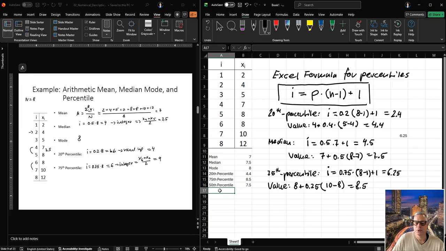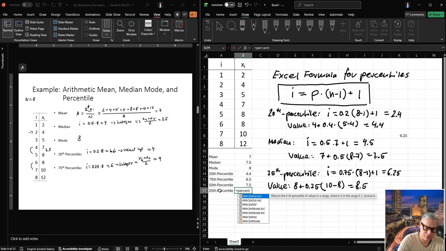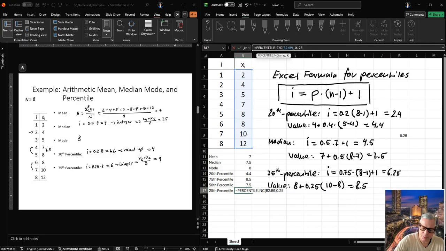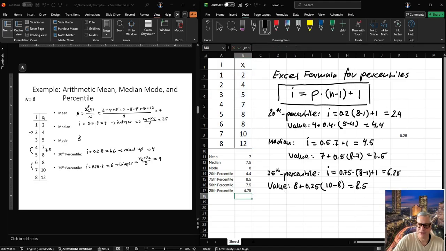There is also the quartile. The first quartile is the 25th percentile, so that's the same as the first quartile. So 25th percentile. Then we can use the formula PERCENTILE and then 0.25. That's 4.75, and that is the same as the first quartile.